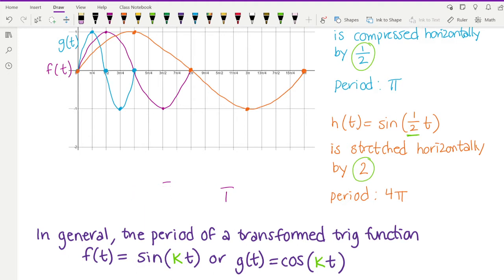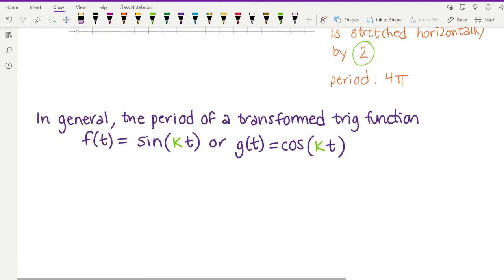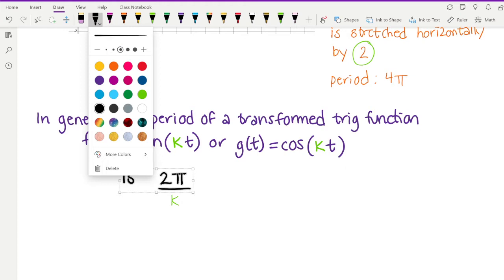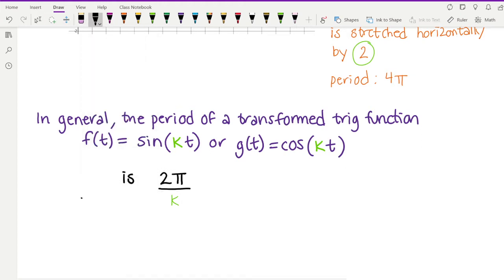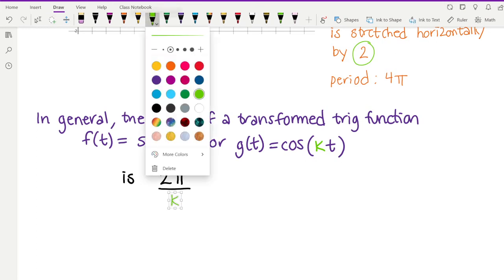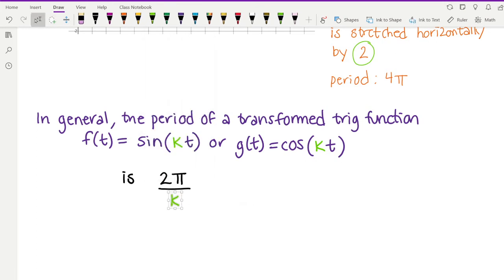And so the general rule is always going to be that the period is going to be 2 pi divided by your number k. Maybe let me make this bolder. Sorry. Okay, so that's our general rule for finding the period: you figure out what k is, just seeing what you are multiplying your input variable with, and you just divide 2 pi by that number.